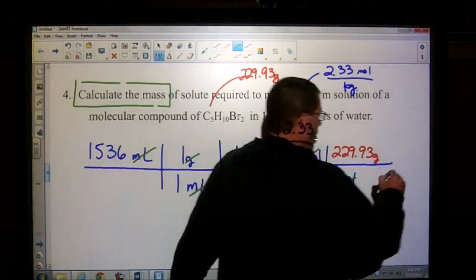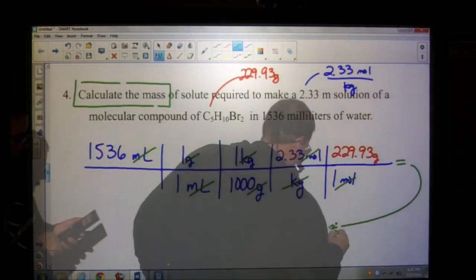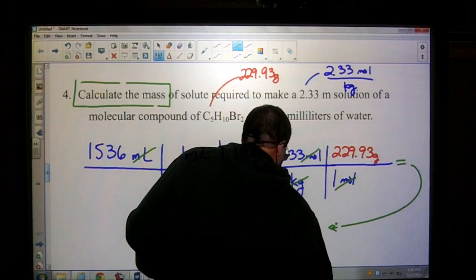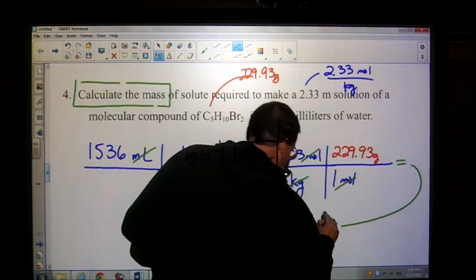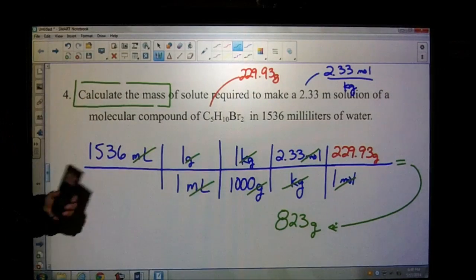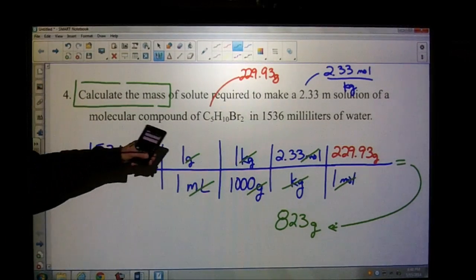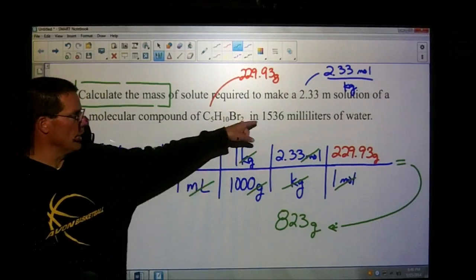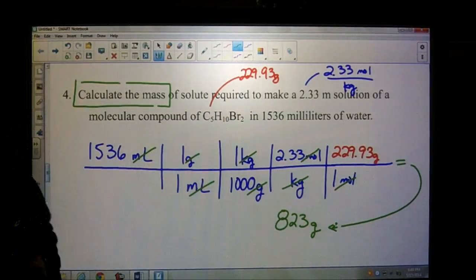So we get to plug that in. 823 would be your answer, grams of solute. So we would need 823 grams of the C5H10Br2 to make a 2.33 molal solution in 1,536 milliliters of water. Isn't that cool?